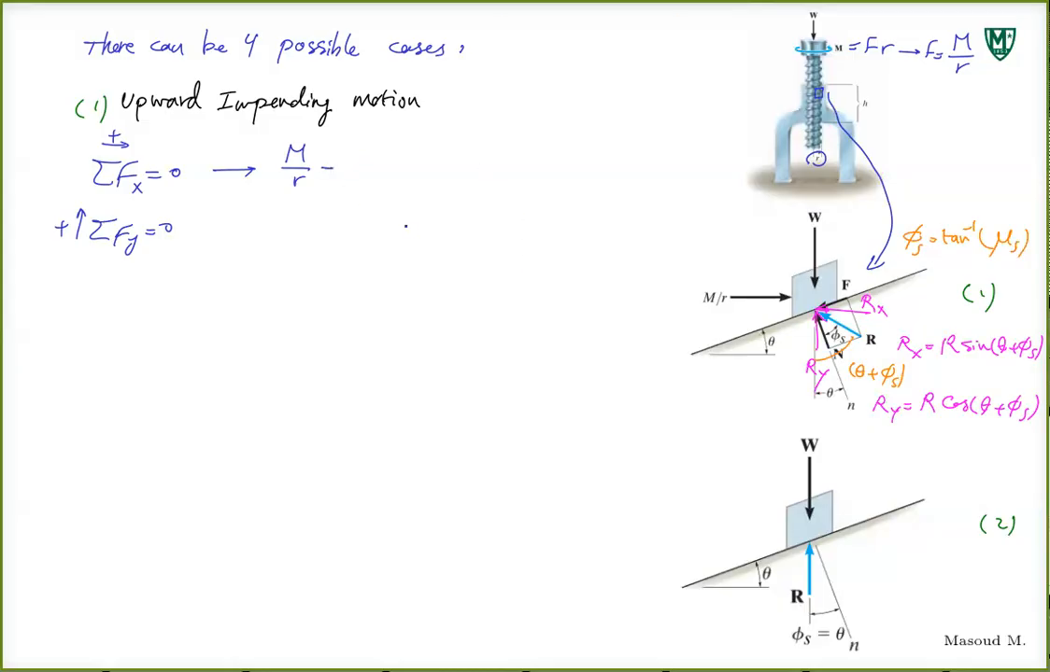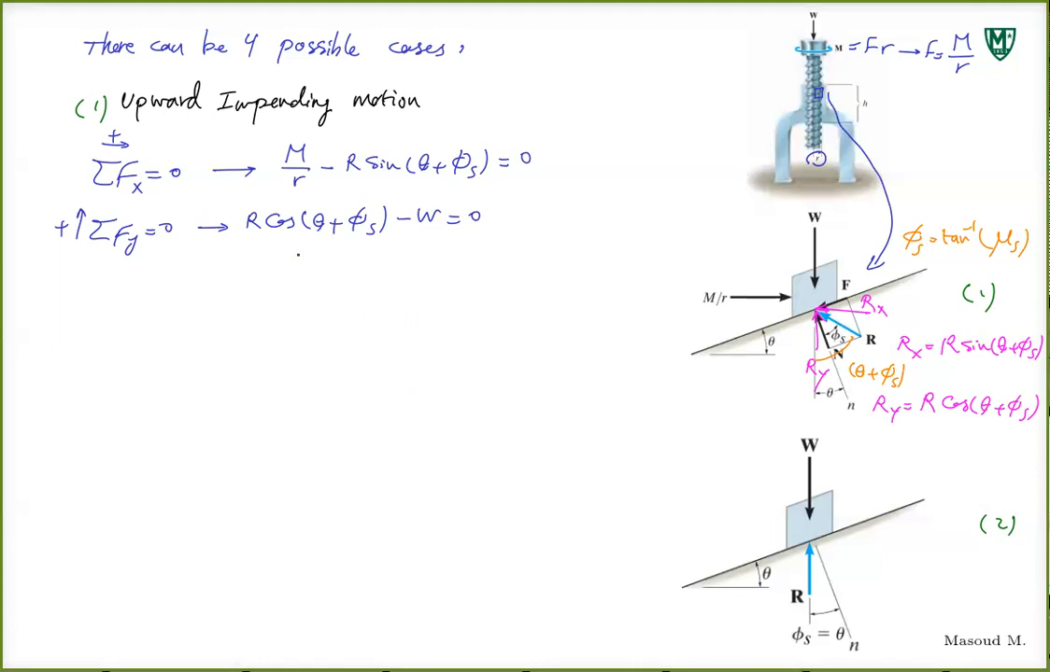So it becomes mu m over r minus r x, which is r sine theta plus phi s is equal to 0. The second equation, I took upward as positive, so that becomes r cosine theta plus phi s minus w is equal to 0. Right? You move things around. From the first one, you get r sine theta plus phi s is equal to m over r. From the second one, you get w is equal to r cosine theta plus phi s.